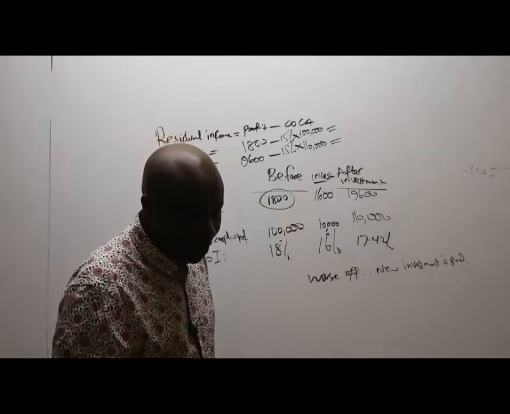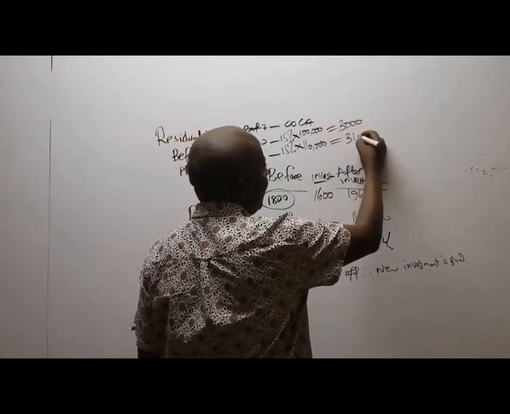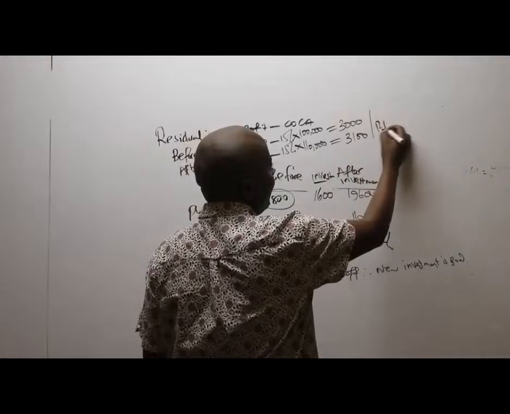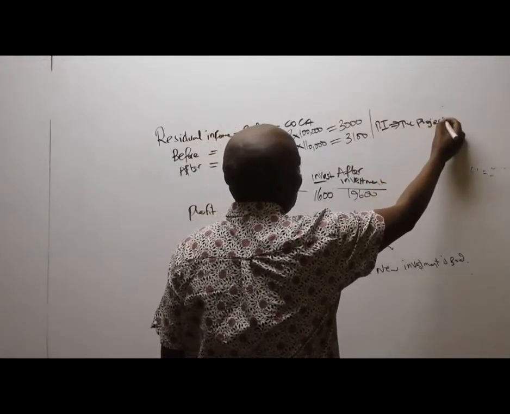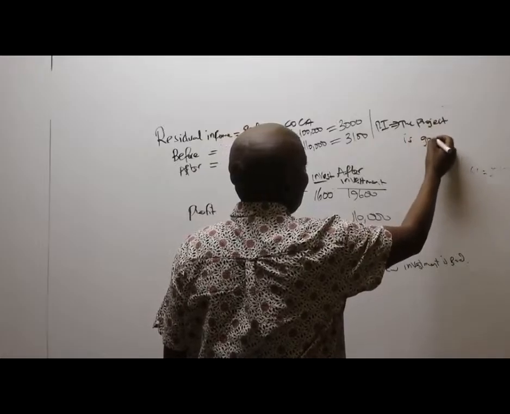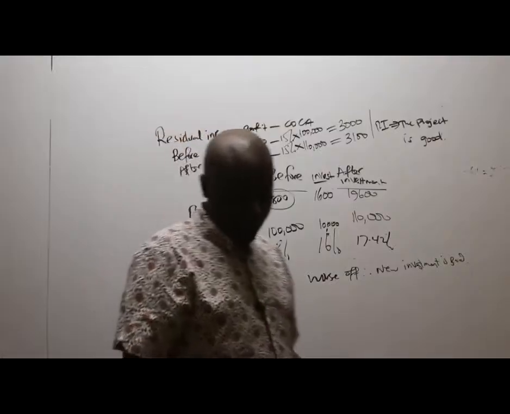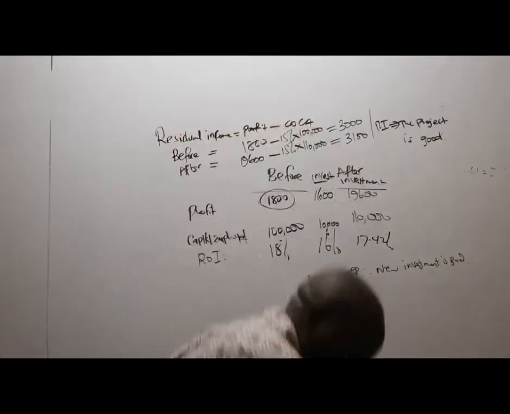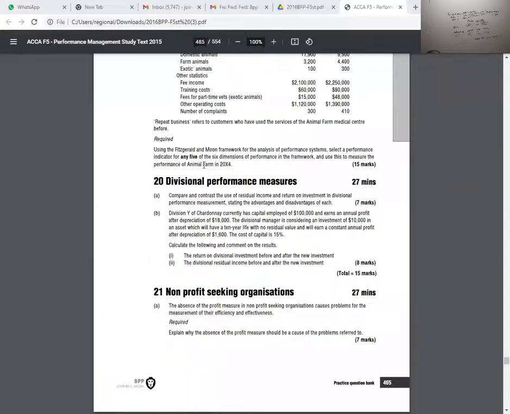So we have 3,000, and then we have 3,100. So according to residual income, the project is good. You can see the total residual income increasing. Therefore, the project is good. So now listen to me very well, ladies and gentlemen.